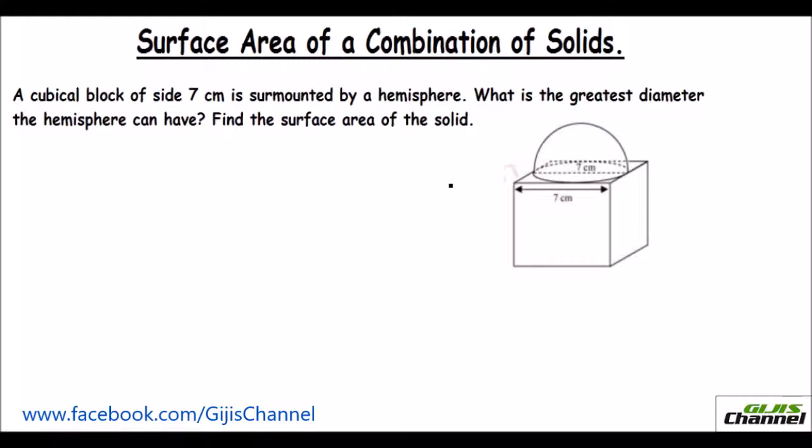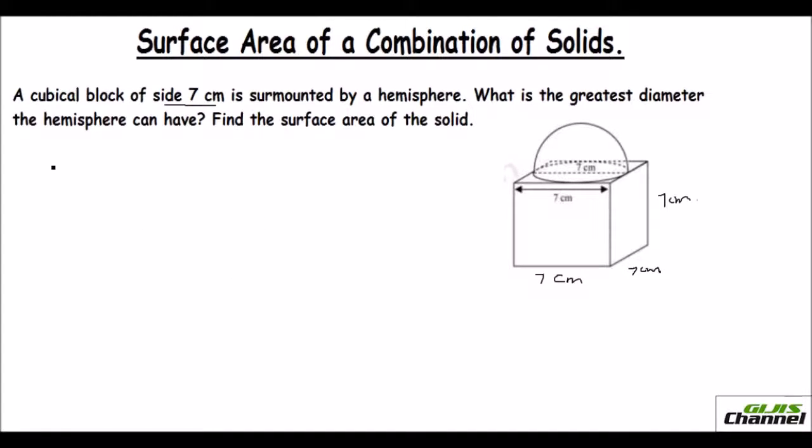Now you can just see that the side, they have given you that the side is 7 centimeters, right? So the length, the width and the height of a cube are the same, right? So here it is 7 centimeters and here it is 7 centimeters. All these are 7 centimeters. So naturally on top the length of the side would be 7 centimeters. Since the hemisphere is surmounted on it, it is occupying the maximum size, right? So the diameter of the hemisphere should be 7 centimeter. Okay, that is the maximum it can have.